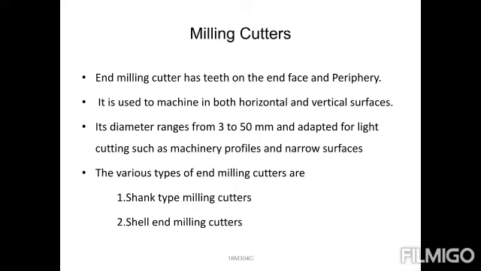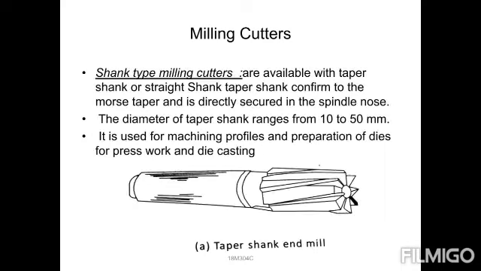Next one is the end milling cutter. The end milling cutter has teeth on the end face and periphery. It is used to machine both horizontal and vertical surfaces. The diameter ranges from 3 to 50 mm only. It is adapted for light cuts, such as machining profiles and narrow surfaces. The end mill cutter is used for this type of operation.